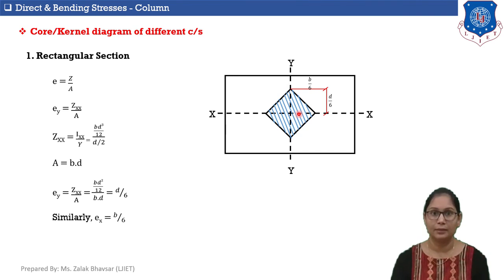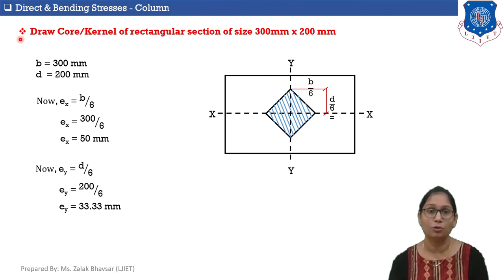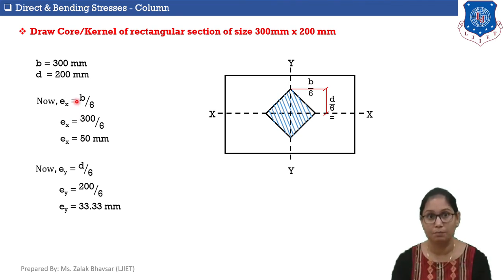Okay. Now let's understand the same thing with a numerical. Here we need to draw the core or kernel of a rectangular section of size 300 mm by 200 mm. So the width of this column is 300 mm and the depth of this column is 200 mm. Now, as we discussed, ex, the e limit in x direction, is b by 6, where b is 300, so ex is equal to 50 mm. So I mark 2 points on the x-axis. One point I mark in the positive x direction, at a distance of 50 mm from point O.